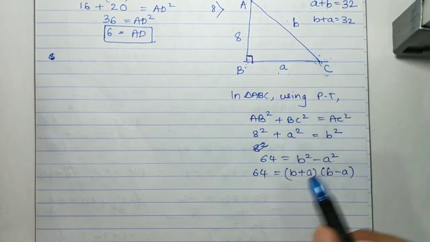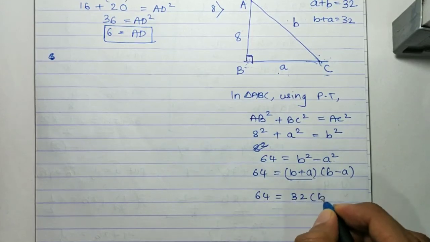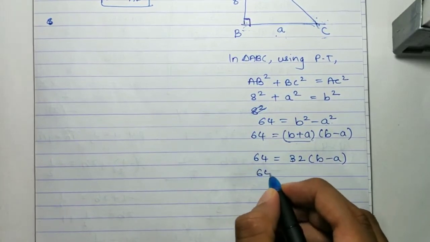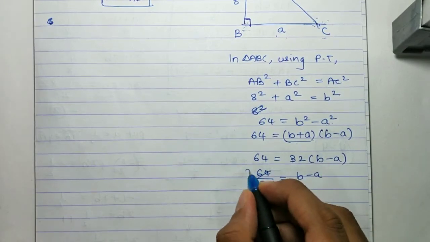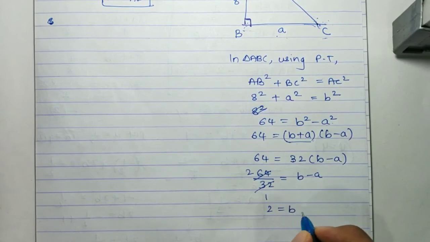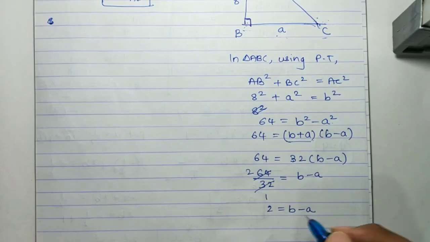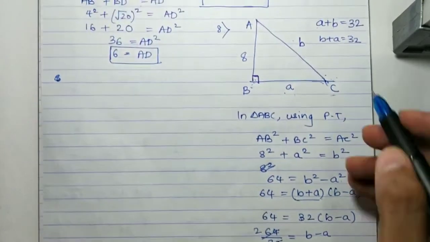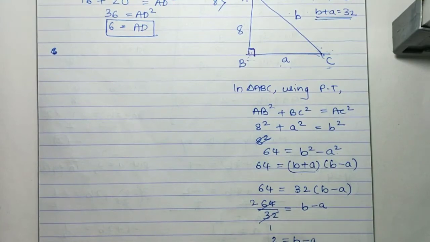So if B plus A is 32, I can substitute the value here in the place of B plus A. So 64 into 32 bracket B minus A. This 32 will get divided here. 64 upon 32 is B minus A. 32 ones are, 32 twos are, so 2 is equals to B minus A. Now I have this equation, 2 is equals to B minus A. Now this equation which was given in question and this equation here, these two equations we will solve them simultaneously.